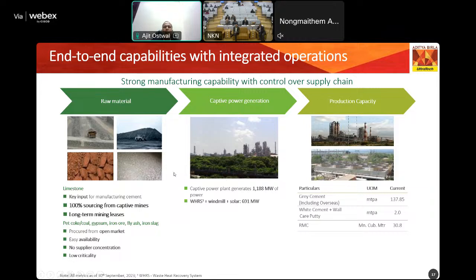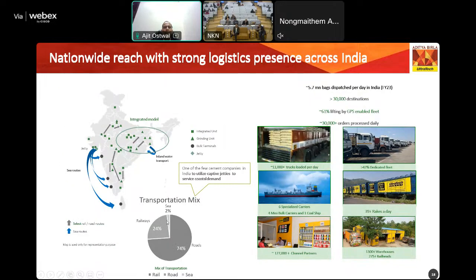We have end-to-end capability with integrated operations, starting with raw material. Limestone is the key input for manufacturing cement, and 100% sourcing is done from our own captive mines. These mines are granted on long-term mining leases. Petcoke, gypsum, iron ore, fly ash, slag, etc. are procured from the open market. We have 1 coal mine for our captive consumption, but for the rest of the fuel, we source from the market. For captive power generation, we have 1188 megawatts of power. WHRS, which is Waste Heat Recovery System, windmill, and solar power is 691 megawatts. In terms of transportation and logistics, we have a combination of rail and sea route.